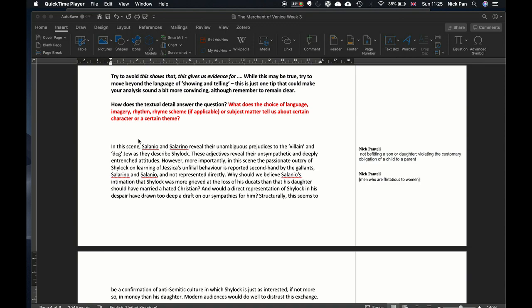the theme of prejudice. What does it tell us about how a certain character is received, is thought of? So in this case, it's Shylock, how he's thought of in Venetian culture, society, in fact, sorry.